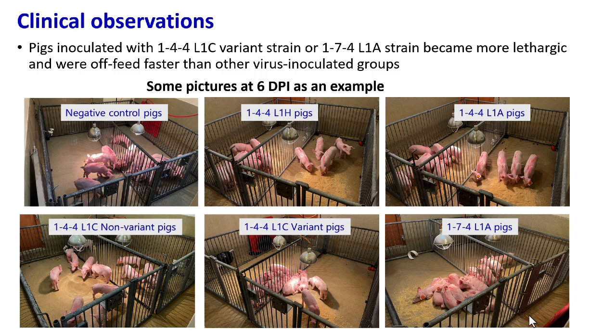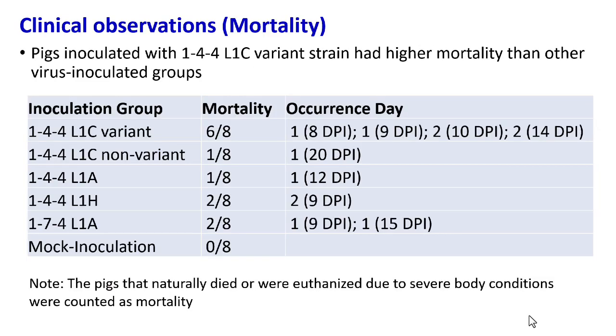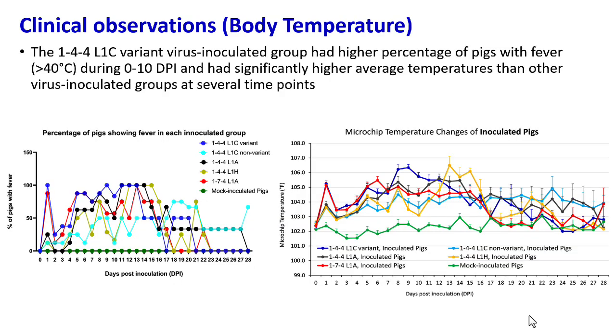Quickly, I just want to highlight that with the 144L1C variant and 174L1A, you can see the pigs became more lethargic and went off feed faster than the other groups. If you look at the mortality, when pigs naturally died or were euthanized due to severe body condition, we counted both as mortality. Based on this criterion, the L1C variant has 6 out of 8 mortality. The other groups have 1 out of 8 or 2 out of 8 mortalities.